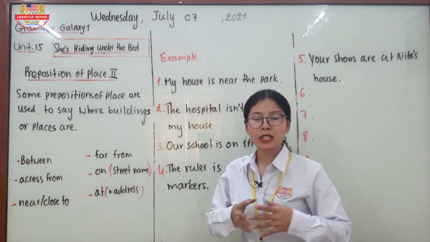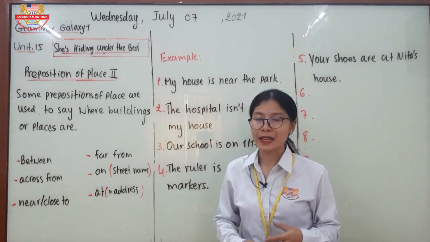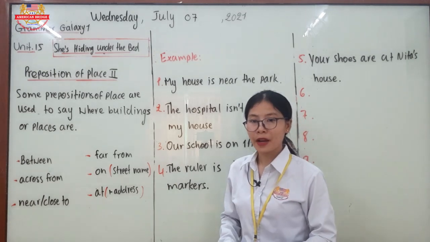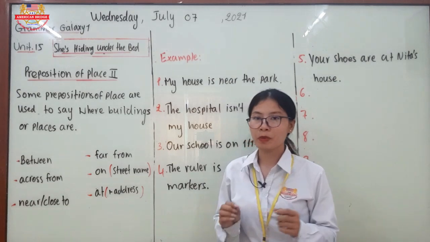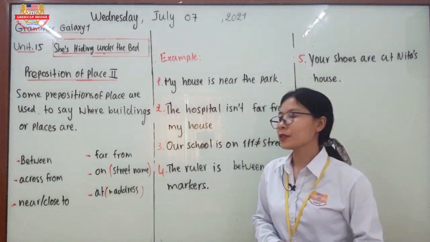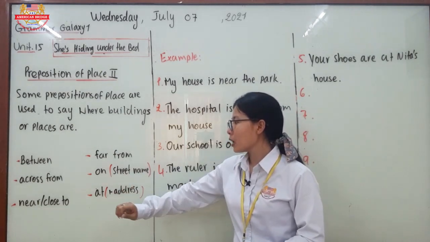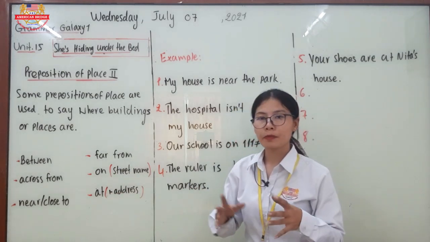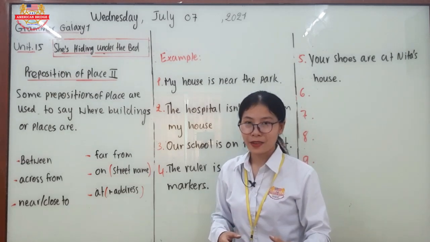And some of the prepositions of place that you already learned last week can also be used with buildings or places too. But it depends on how you use it. Right? But here, some prepositions of place you cannot use with people or things, like across from. You cannot use across from with people or things. You can use it only with buildings or places, right? But for far from, on, at, near, close to, between, you can use them with buildings, and with people or things, right?